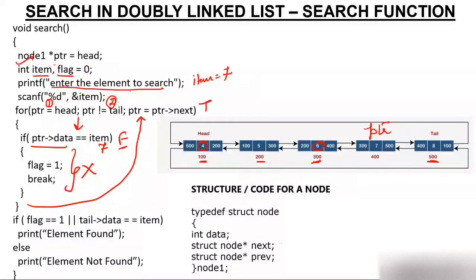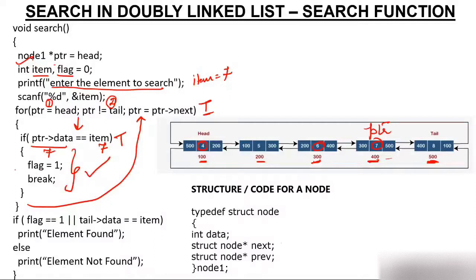Fine. Okay. I'll again check, is PTR not equal to tail? What is PTR? 400. And what is tail? Yes, PTR is not equal to tail. The condition is again true. I'll move inside and now I will check PTR data. What is PTR data now? 7. Is 7 equal to 7? Yes, 7 is equal to 7. The condition becomes true. I'll move inside.